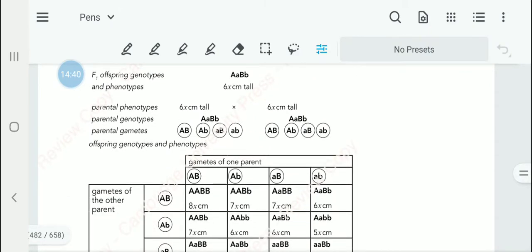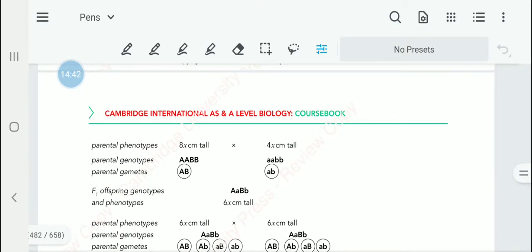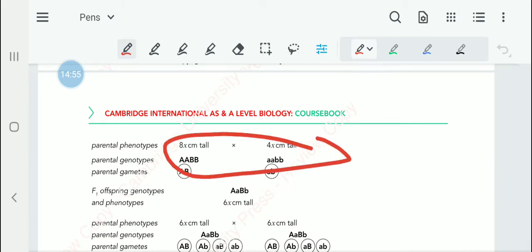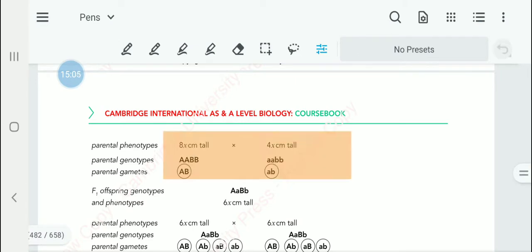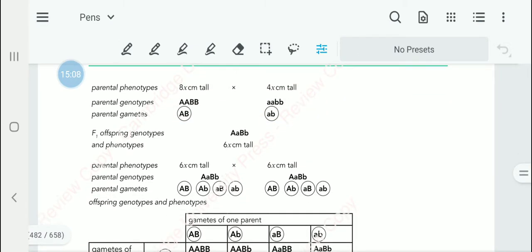Now let's see what happens here. The parental phenotypes are 8 centimeters tall and 4 centimeters tall. Then the genotypes here can be seen as capital A, capital A, capital B, capital B, and simple A, simple A, simple B, simple B, as you can see here. So their gametes would be AB and ab, and as a result, the offspring would be capital A, simple A, and capital B, simple B.